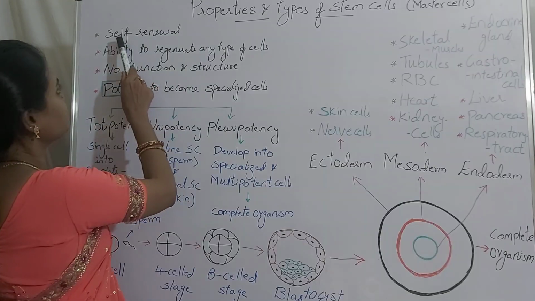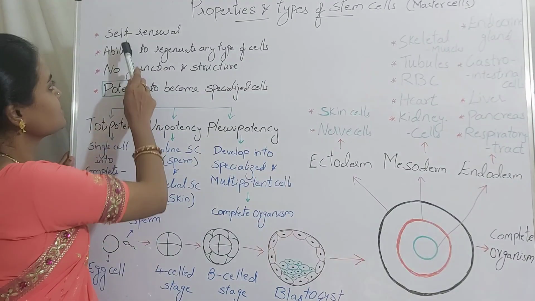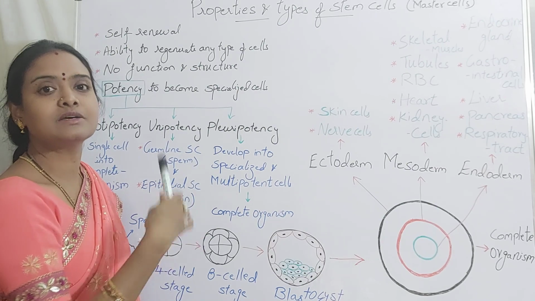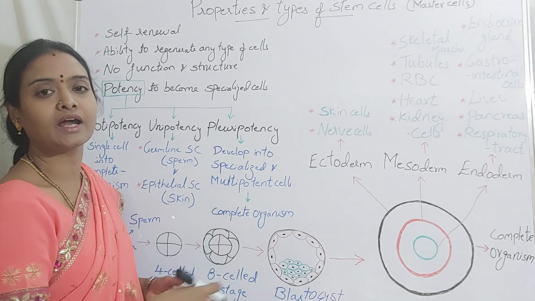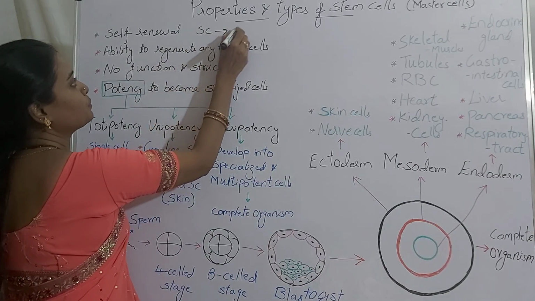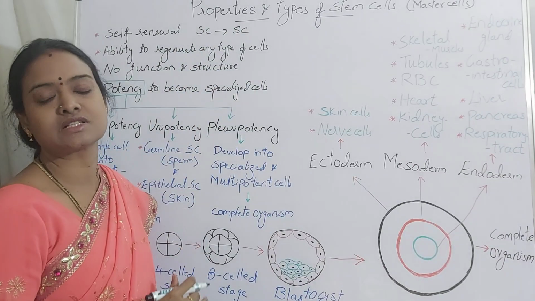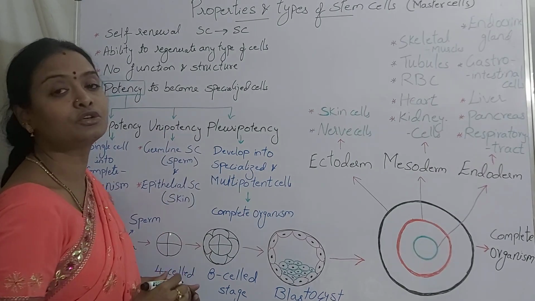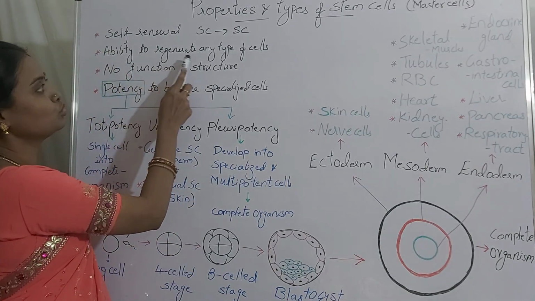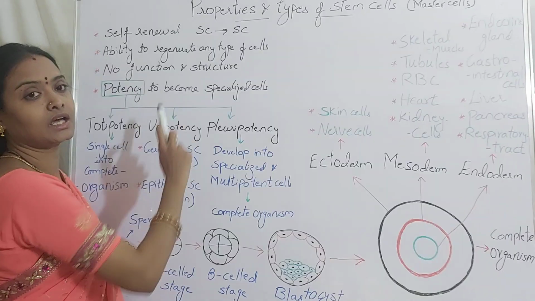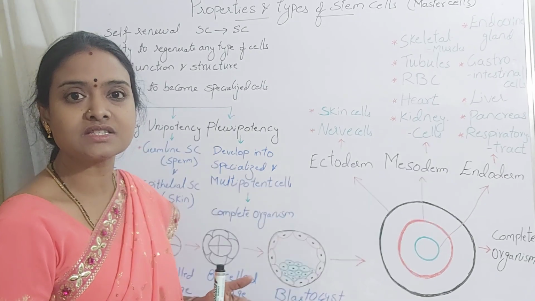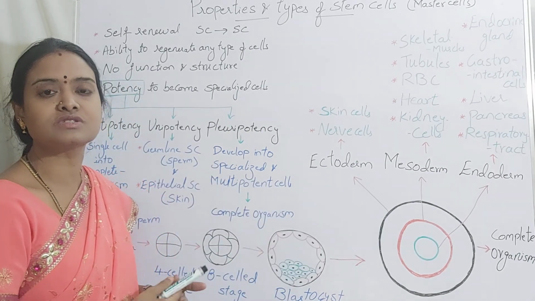See here, the first main property is self-renewal. What do you mean by self-renewal? That means they themselves are able to divide and produce, that means stem cells will divide to produce stem cells only. That means they have self-renewal ability. And then you have the ability to regenerate into any type of cell. That means the complete body of an organism consists of different types of tissues, cells, everything.